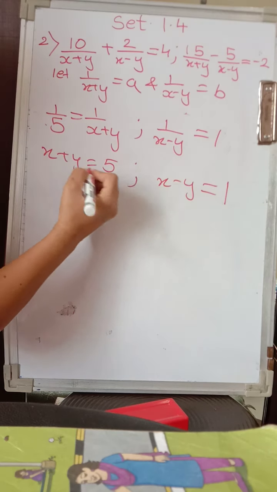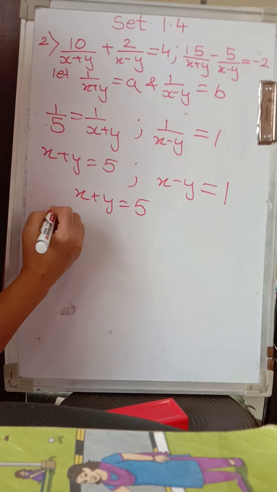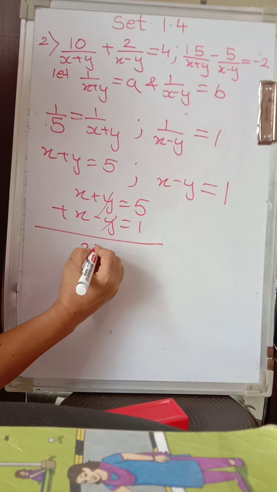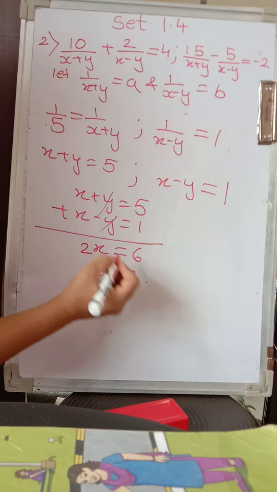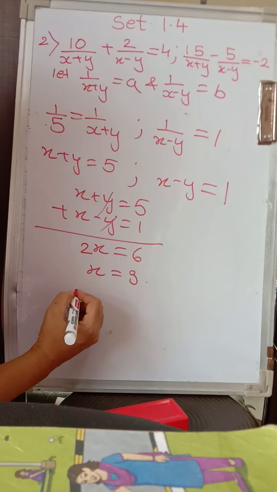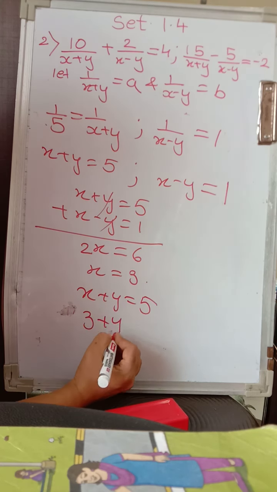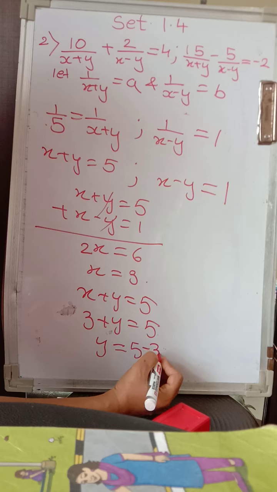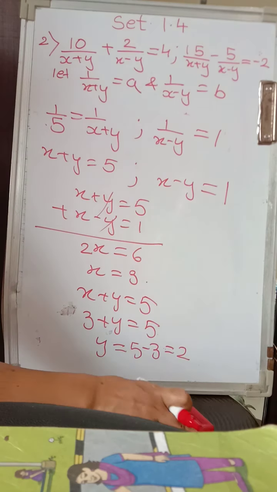Okay, now add these two equations. We get x plus y is equal to 5 plus x minus y is equal to 1. So y will get cancelled. You have 2x is equal to 6 and you will get x is equal to 3. Okay. Now if x is equal to 3, substitute over here, what will you get? x plus y is equal to 5. x is 3. So 3 plus y is equal to 5 and therefore y is equal to 5 minus 3, which is equal to 2. So you got x is equal to 3 and you got y is equal to 2. So that is the final solution.